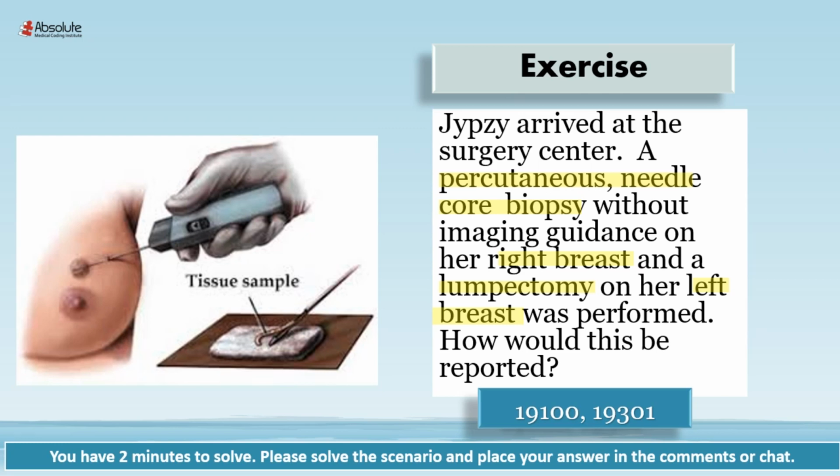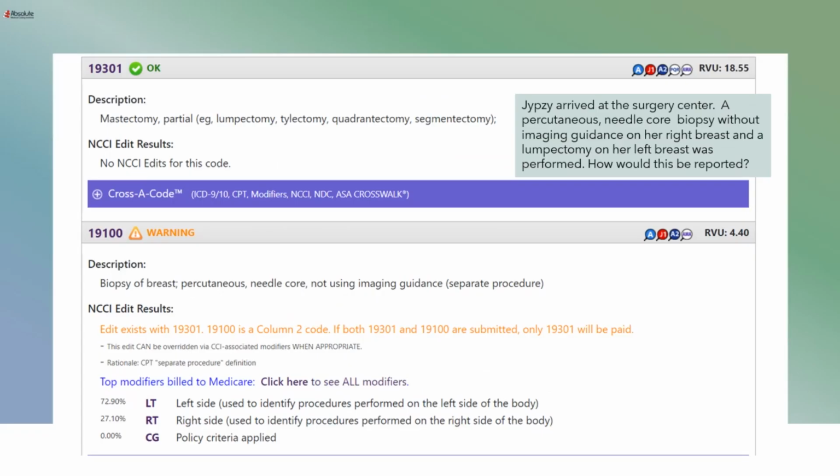So let's go ahead and take a peek. When we place it in our coding validator and we validate these codes, we see 19301, which is the mastectomy partial. That includes the lumpectomy. So this 19301 is the code for the lumpectomy. It tells us that that code is okay. There are no NCCI edits for that code.